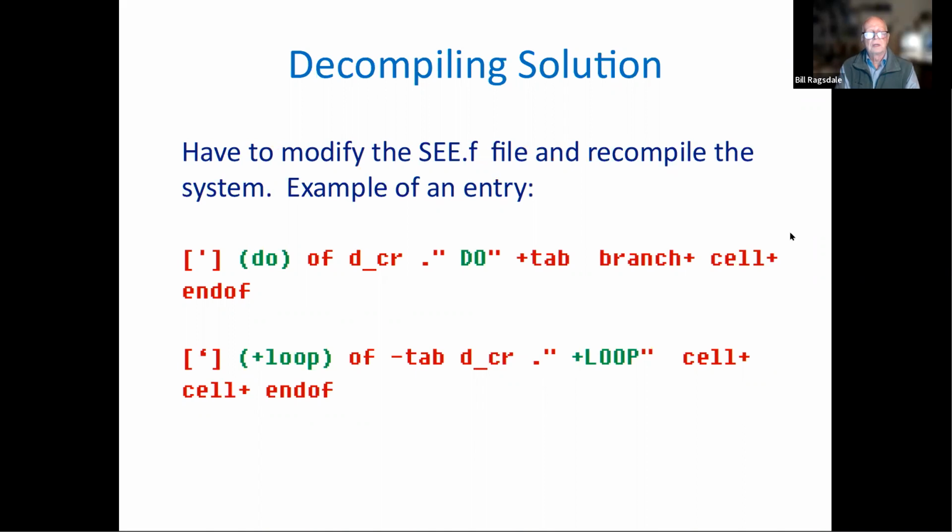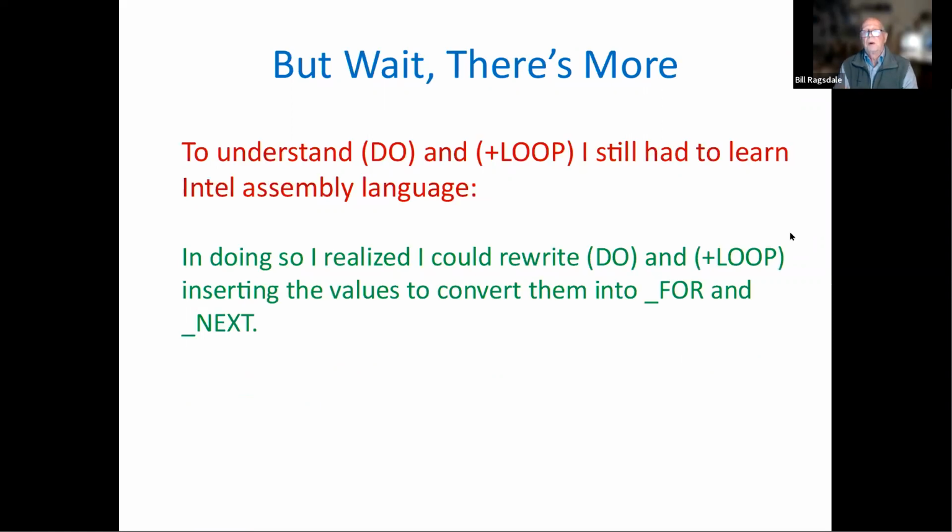I went into the decompiler and looked at the c.f file, and I find that for do and loop, the entries are given here for their decompilation. For the paren do word, no manipulation is done, and it displays the word do. The second line, for plus loop, after decompilation, will say the word plus loop. So if I were to modify these, I could add these 2 words to the decompiler. But wait, there's more.